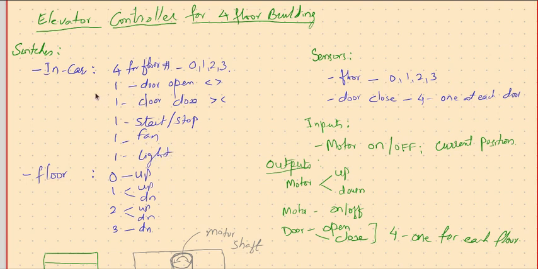So in all, the in-car switches are four for selecting which floor to go to, one for opening the door, one for closing the door, one for start or stop, one for fan, one for light, and so on. When it comes to floor switches, when you are on the ground floor, then the only option for you is to go up. There is no chance of going down. Therefore, only an up switch will be required.